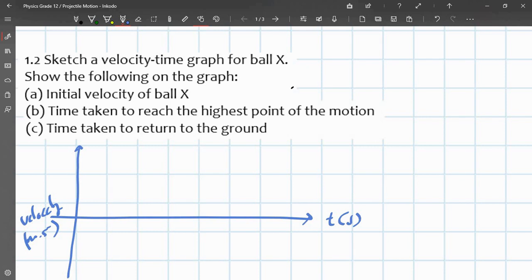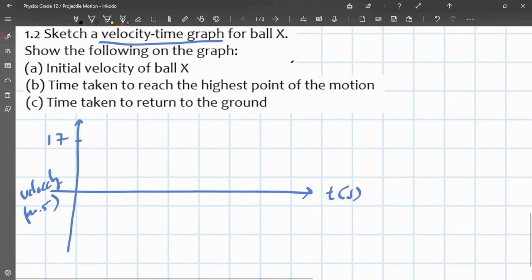So to set up a graph, you first figure out what type of graph you're drawing. They ask for velocity time. You write velocity on the y-axis, and time is always the x-axis. Just remember that time will always be your x-axis in these type of questions. Then all you do is follow the steps they ask. So they'll ask you to find the initial velocity, time taken to the highest point, and time taken to return to the ground. So we remember that the initial velocity we started off with was 17 meters per second.